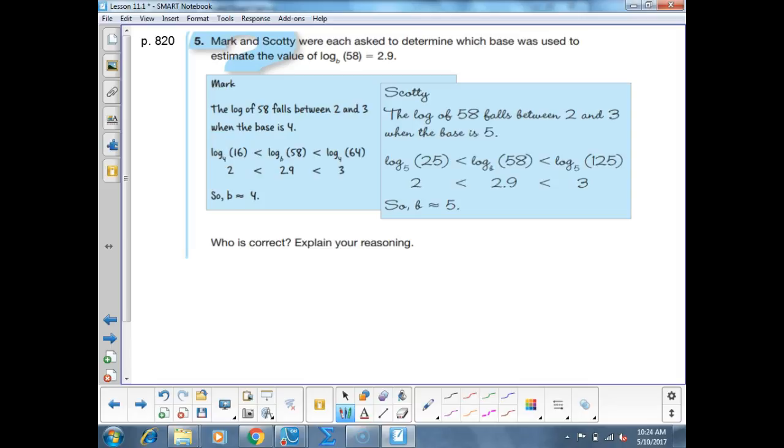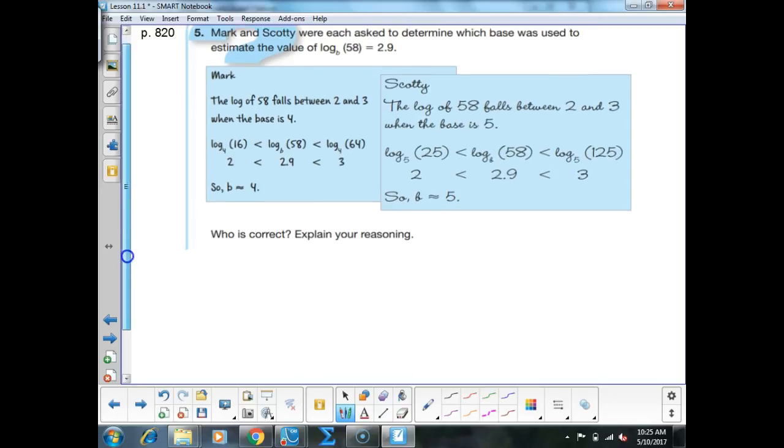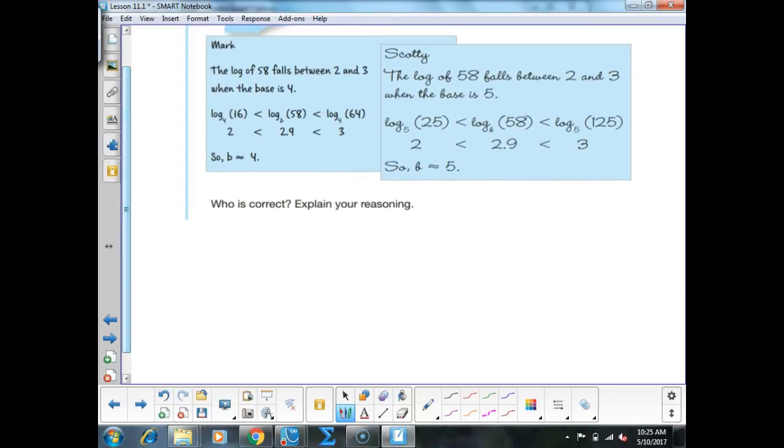Okay. What if Janet was also in that class, and Janet said the base has got to be 6? Would Janet be right too? Is Mark right because it's split in the right place? Yes. And 58 would also be closer to 2.2.